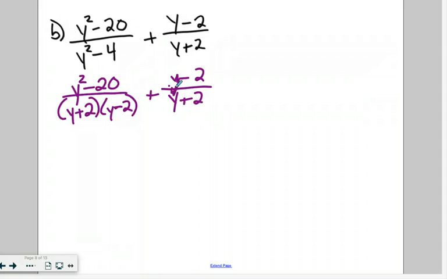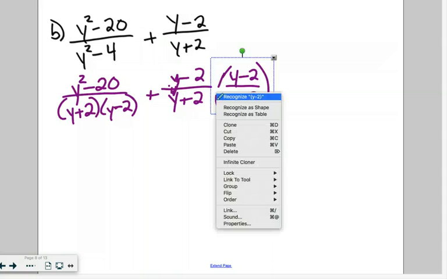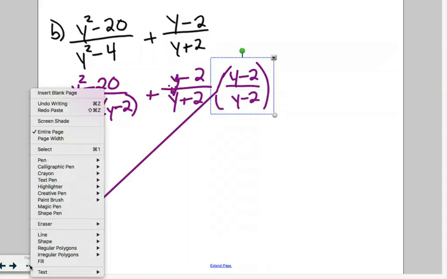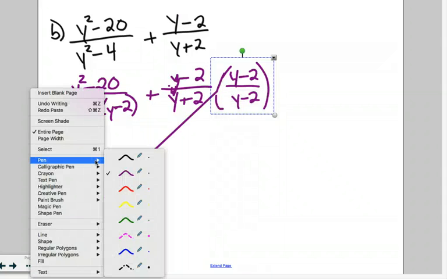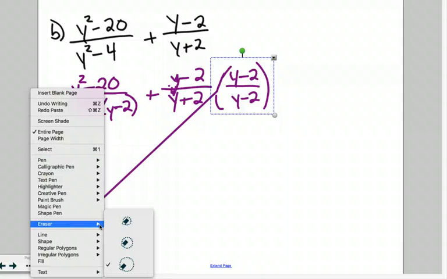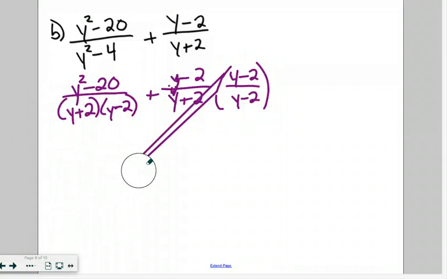So again, what you should notice here is that both denominators have a y plus 2. So if I take the second fraction and just multiply it by y minus 2 over y minus 2, I will have the same denominator. So I don't need to do it for both. I just need to edit the second one, right? Because one was in fact a multiple of the other.